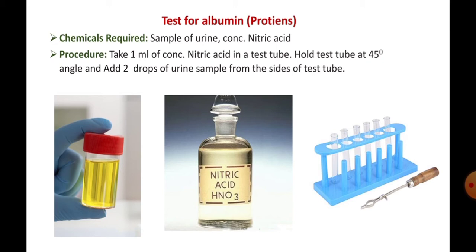We have to take 1 ml of concentrated nitric acid in a test tube, and then we have to hold the test tube at a 45-degree angle. And in that, we have to add about 2 to 3 drops of urine sample from the side of the test tube. Now how it is done, let us see in the working part, and then we'll discuss the observation and the result.